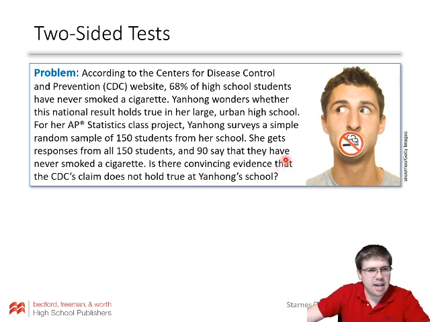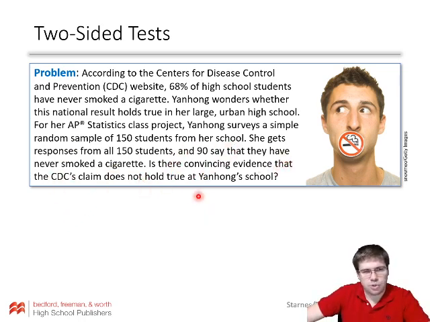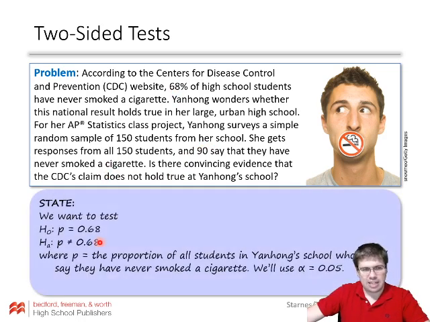Is this convincing evidence that the CDC's claim does not hold true at Yan Hong's school? So we're going to perform the test to see if there is convincing evidence that the CDC's claim does not hold true. She's not saying more or less. We're not trying to see if it's one way or the other. We're just doing not equal to. So our null hypothesis is 68%. Our alternative is not equal to 68%, where p is the proportion of students in Yan Hong's school who would say that they never smoked a cigarette.